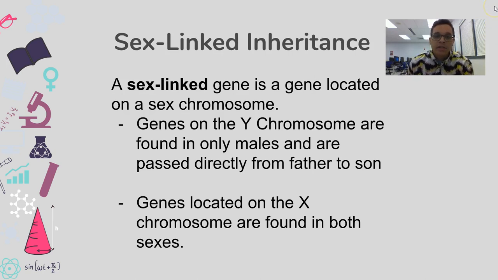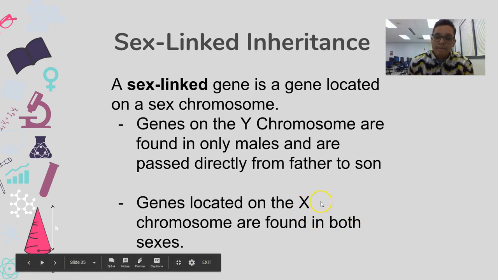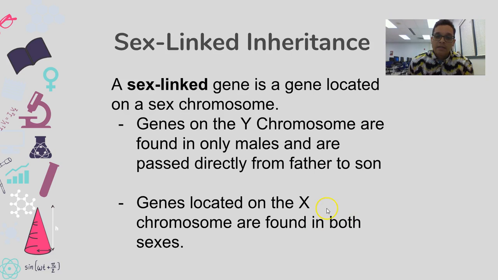So a sex-linked gene is a gene located on a sex chromosome. So genes on the Y chromosome are only found in males and are passed directly from father to son. And the reason they're only found in males is because if they're on a Y, you have to be a male to have that. And the reason it's passed directly from father to son is because if the father has the Y, he can only give that Y to his son. Okay, so his son would have it if he has it. For the X, the genes are found in both sexes, once again, because both sexes have an X.